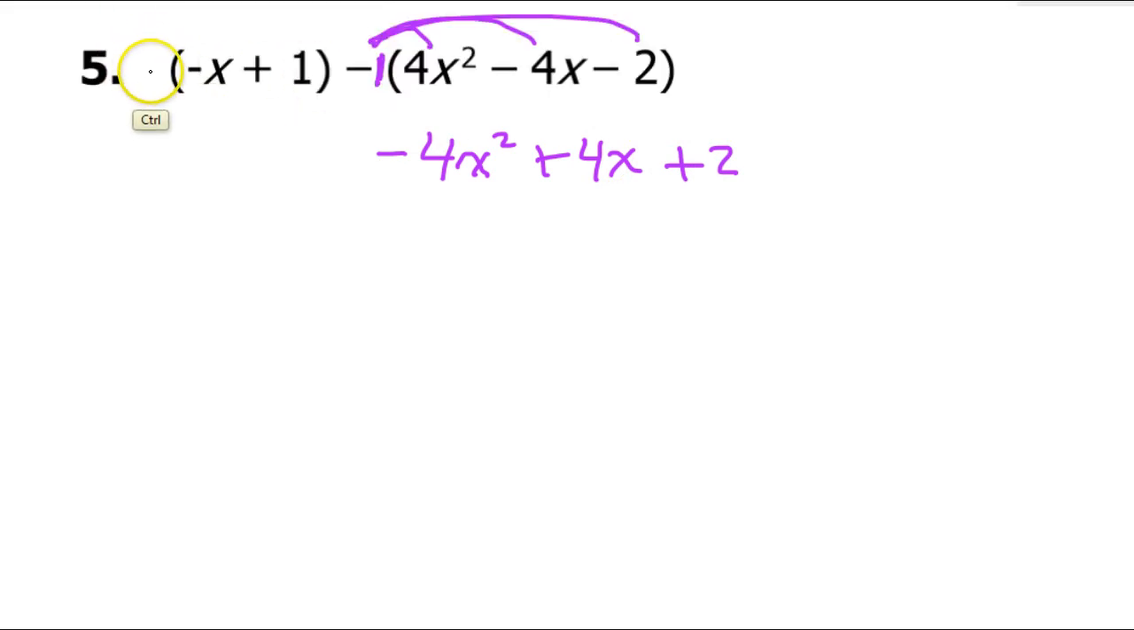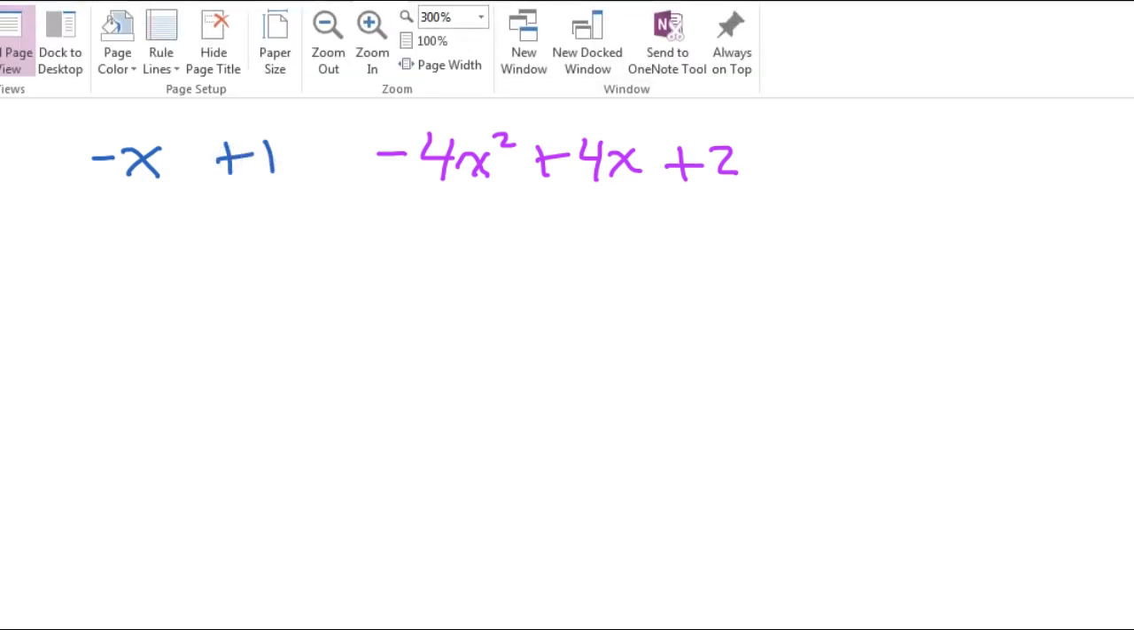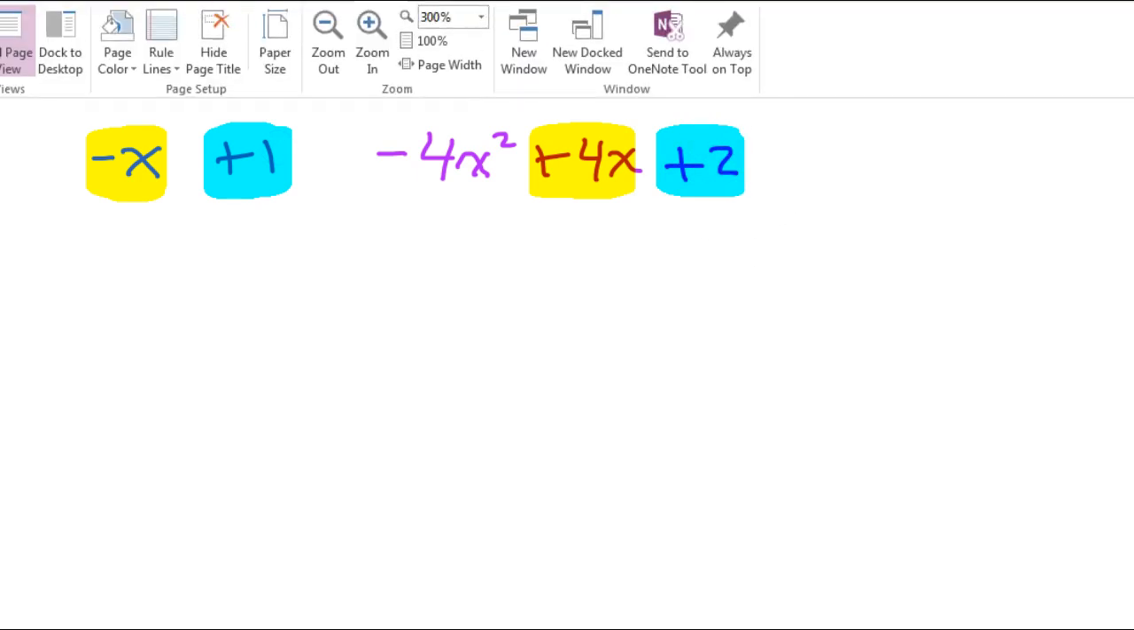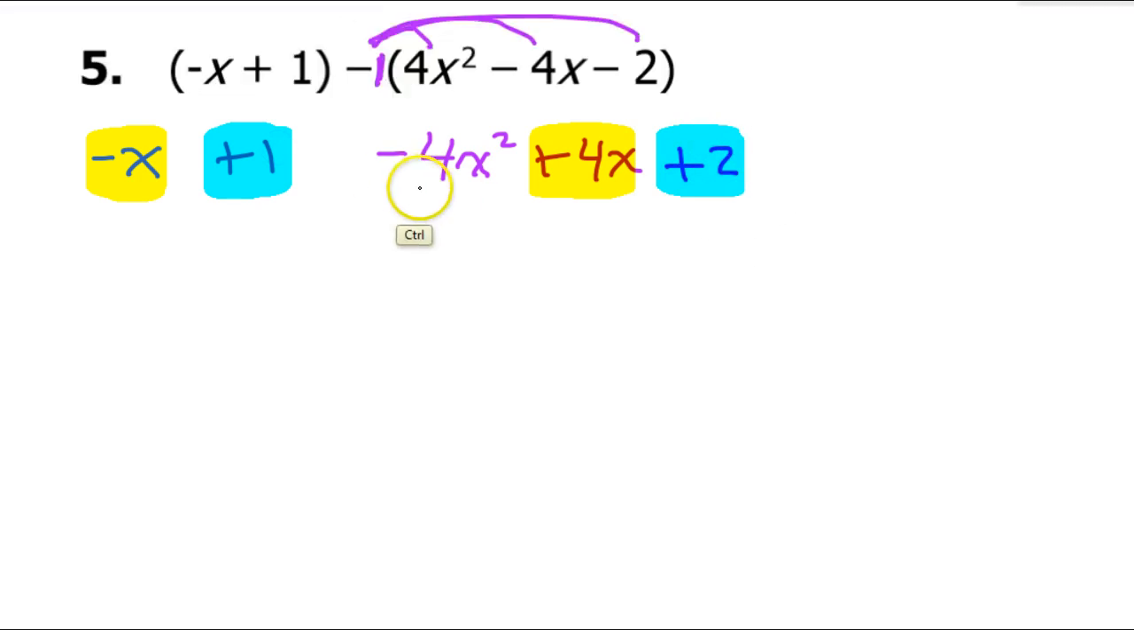Okay, there's nothing in front of this set of parentheses, so I can just bring down the negative x plus 1. At this point, I'm looking for like terms. Negative x and positive 4x are like terms. 1 and 2 are like terms. So I noticed that the negative 4x squared doesn't have a like term, so I'm just going to bring that down.